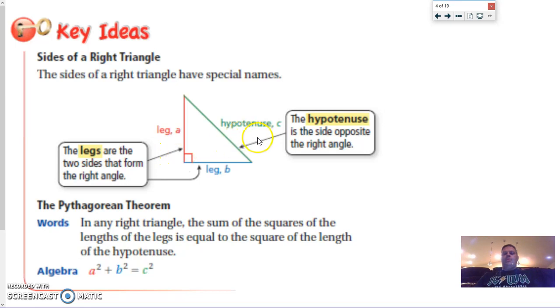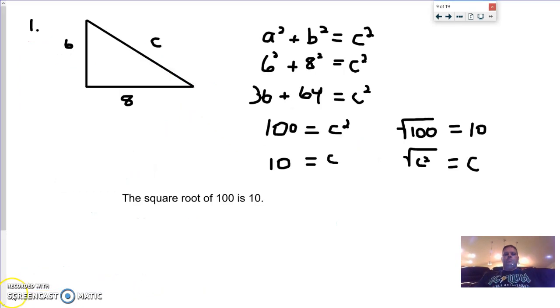The hypotenuse, again, is the opposite side of the right angle. It is also the longest side of the triangle. And again, we take the legs squared plus the legs squared equals the hypotenuse squared. A squared plus b squared equals c squared.